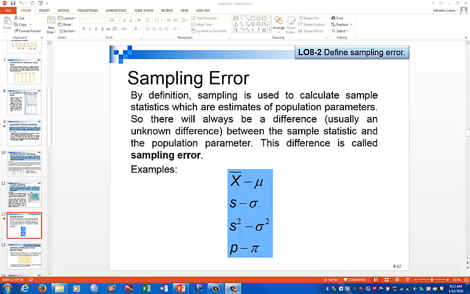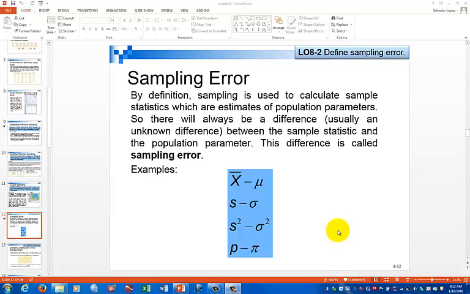In section 2 of chapter 8, the sampling error is discussed. By definition, sampling is used to calculate sample statistics, which are estimates of population parameters. So there will always be a difference, and usually unknown, between the sample statistic and the population parameter. This difference is called sampling error.